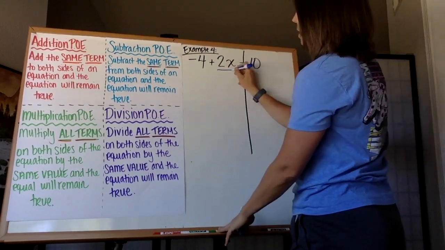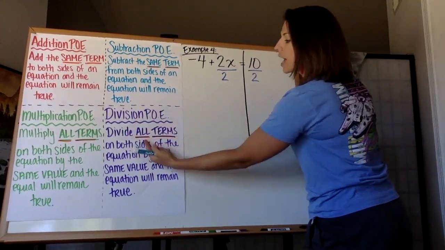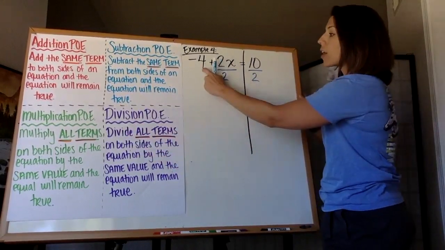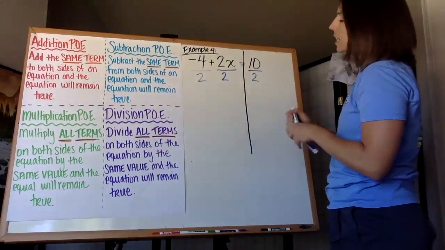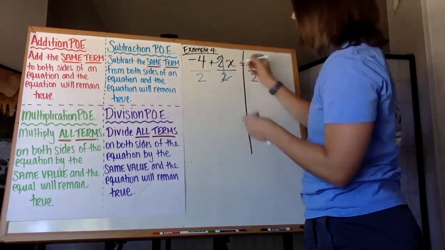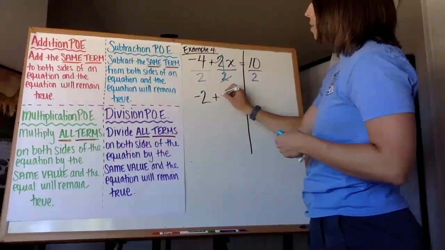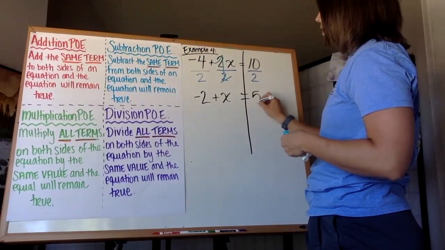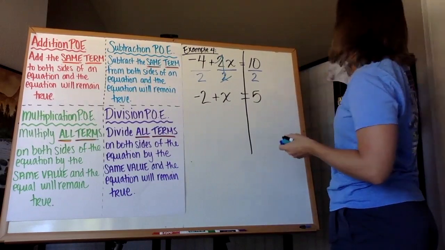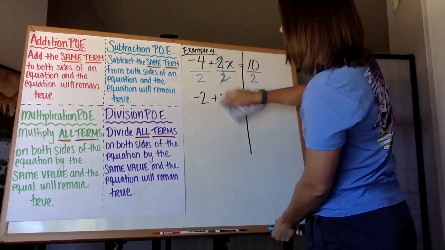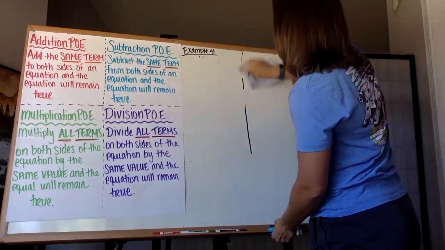Now, again, that means I'm using the division property of equality. And what does it say to do? Divide all terms, which means I also have to divide the -4 by 2. And if I did that, this would make a big 1. And I'd be left with -2, because that's what -4 divided by 2 is, plus x equals 5. And from there, I could continue to solve. Now, I'm going to guess that many of you chose not to do it that way. So I'm actually going to solve it the other way instead, and then you'll be able to compare your work to my work a little bit easier.